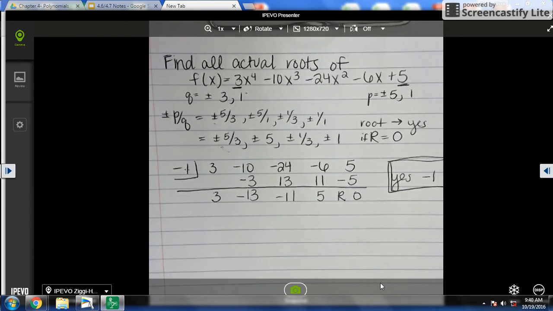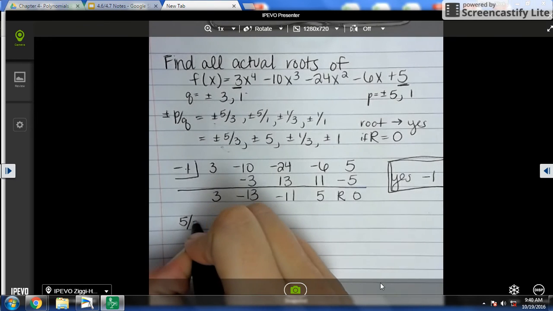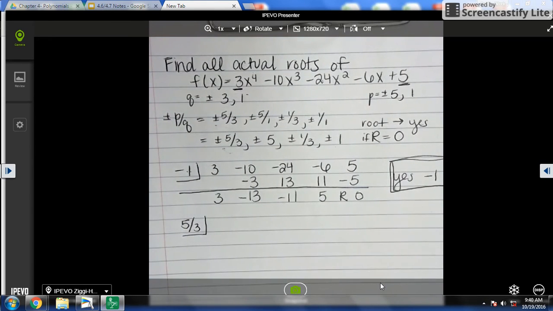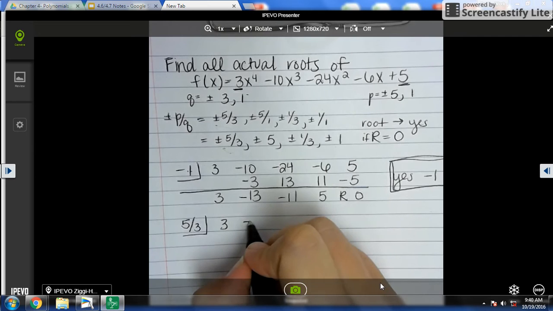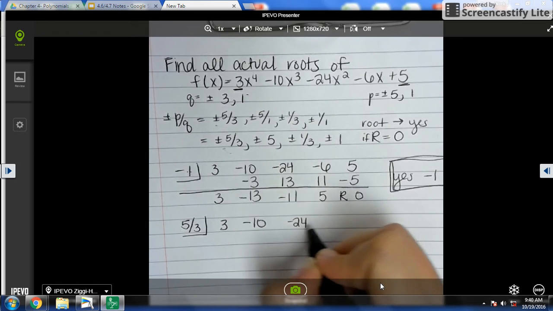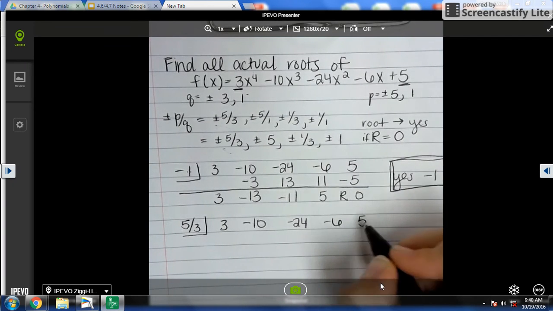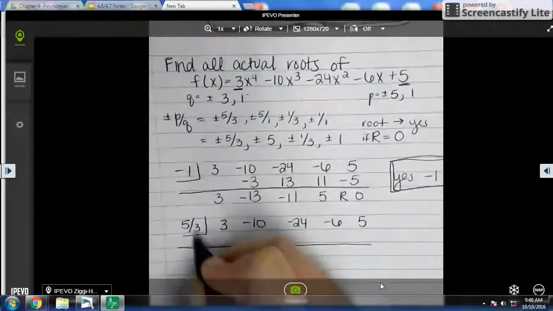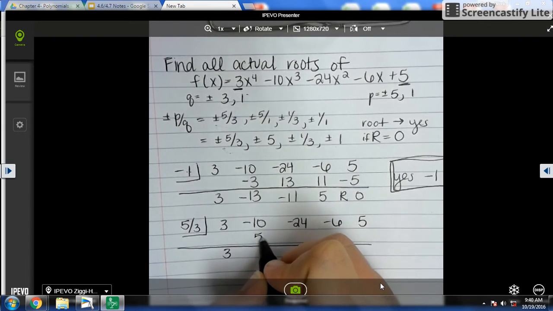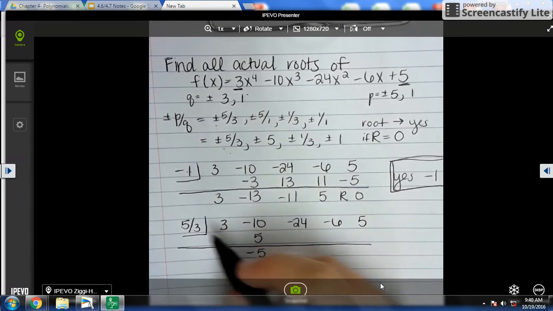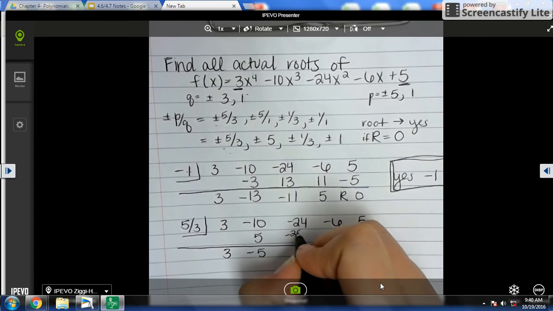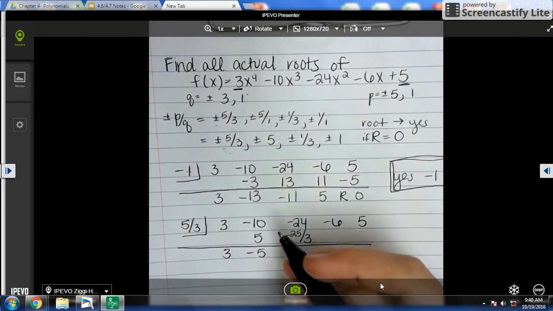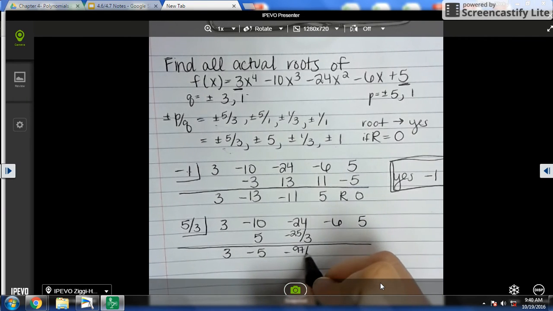Now, let's look at one that might not work. I'm going to try 5/3 here. Again, you set up the same thing using the coefficients of your polynomial. Bring the first term down. 5/3 times 3 is 5. Add down, -5. 5/3 times -5 is -25/3. Add down, and you get -97/3.